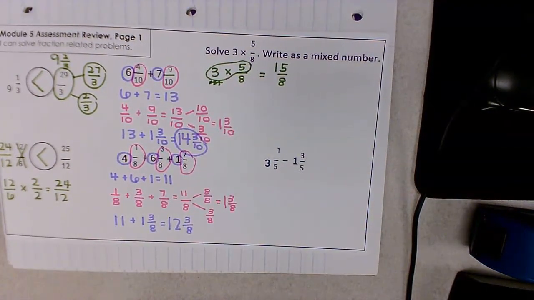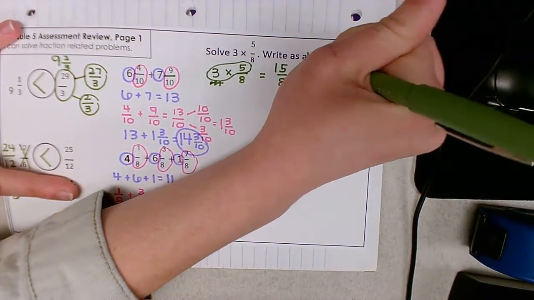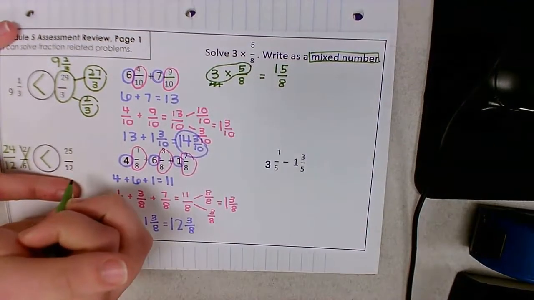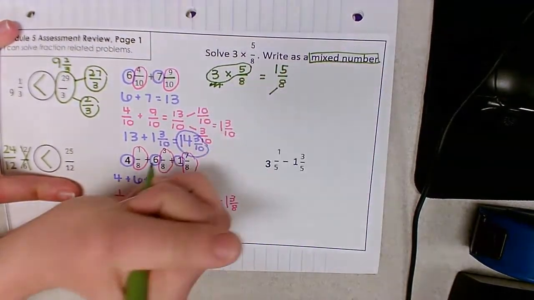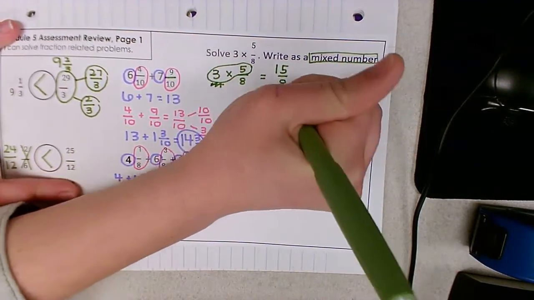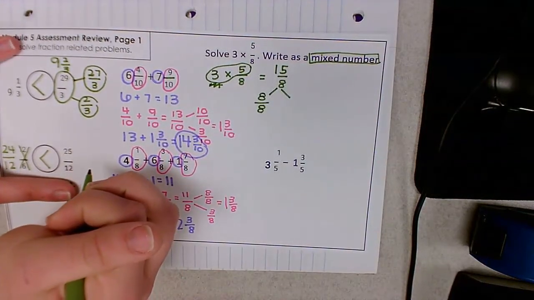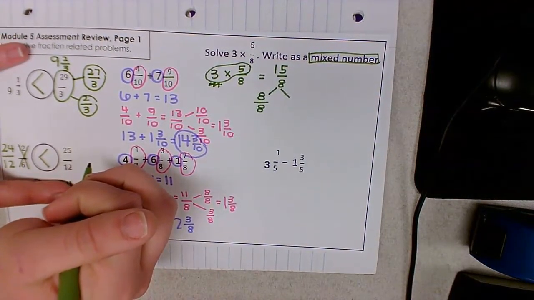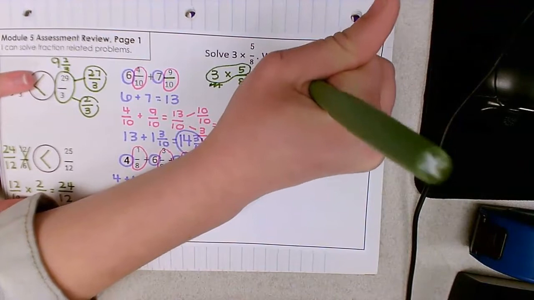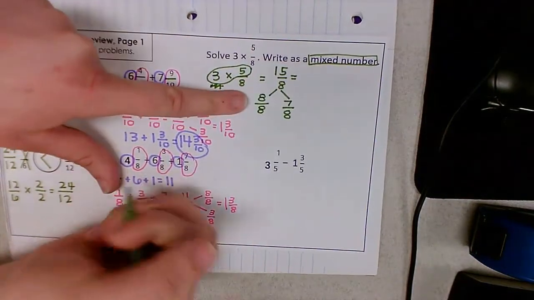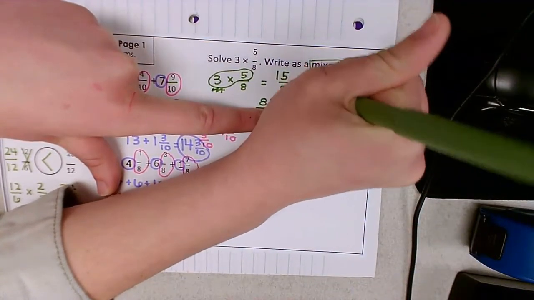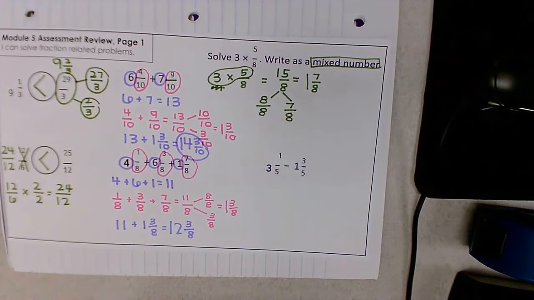Technically, I've solved the problem, but I can't stop here because it specifically wants my answer as a mixed number. So I've got to change 15/8 into a mixed number. I'm going to pull out one group of 8/8 and however many 8s are left over. 15/8 take away 8/8 leaves me with 7/8, for a total of 1 whole group and 7/8. So my answer is 1 and 7/8.